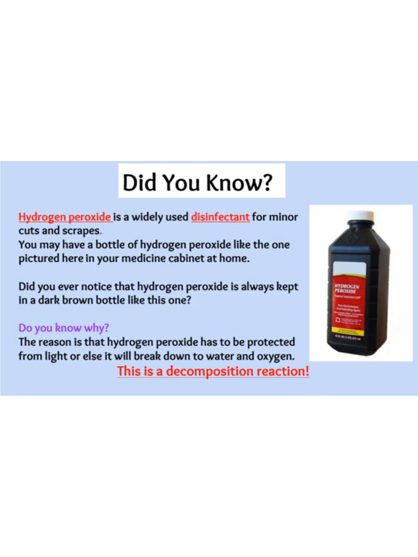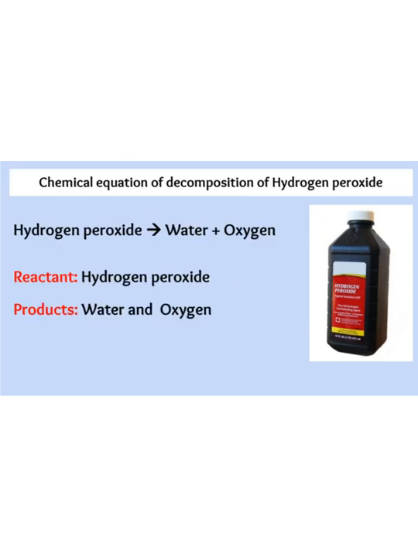Are you able to write the chemical equation of this reaction? As we said, hydrogen peroxide is decomposed into water and oxygen. Hydrogen peroxide is the reactant which is decomposed under the effect of light into product A, water, and product B, oxygen. So I've started from one reactant, which is hydrogen peroxide, and then I got two products. The first one is water and the second one is oxygen.